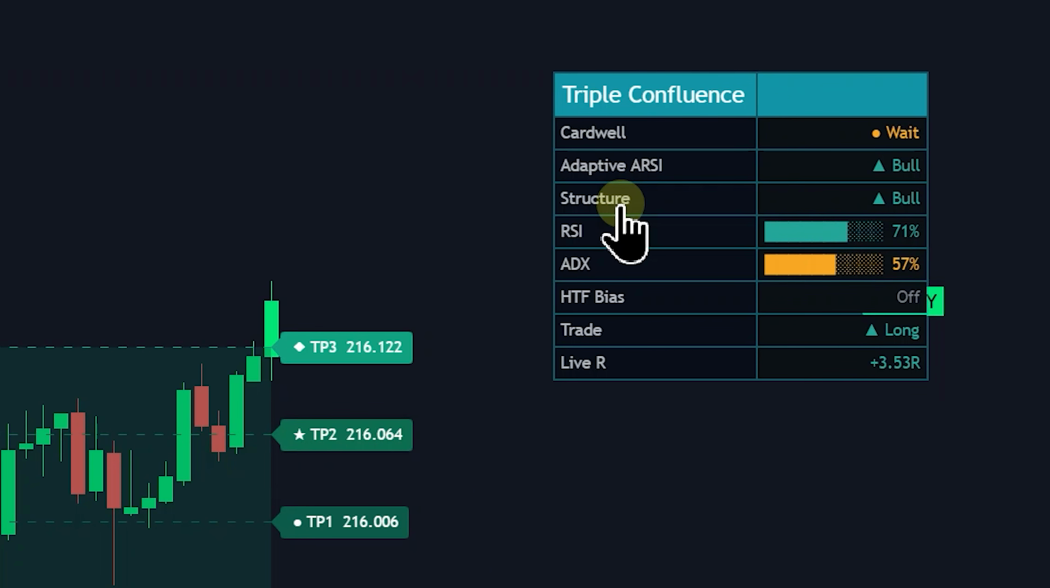The final confirmation shown on the dashboard is the higher time frame trend filter. This checks whether the larger trend agrees with the current setup.